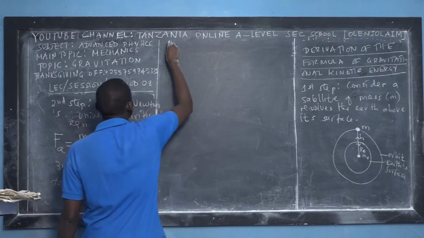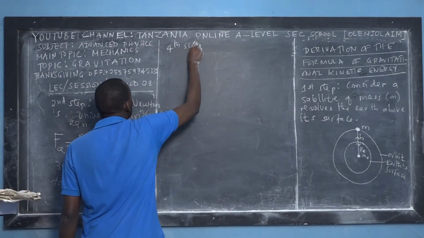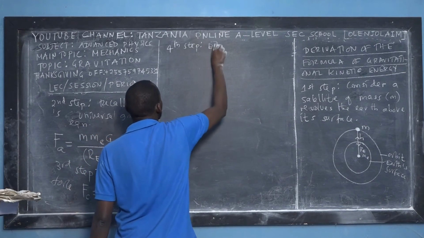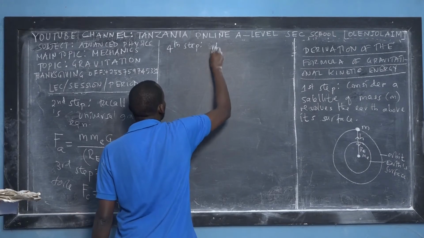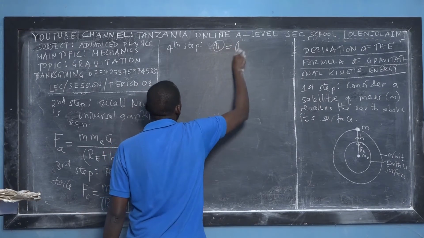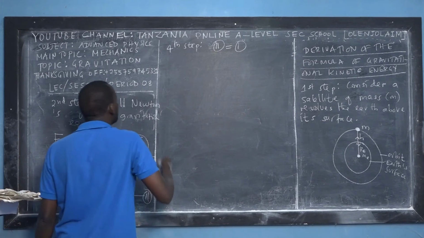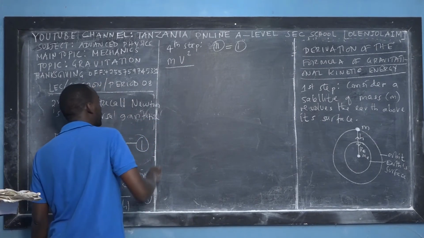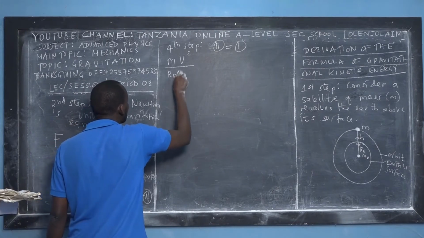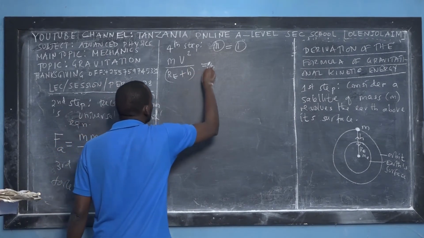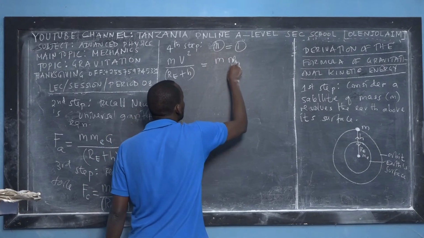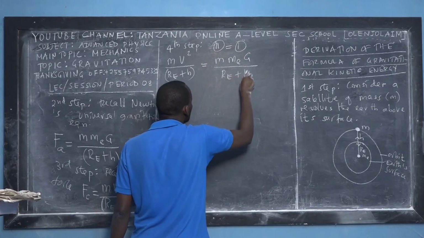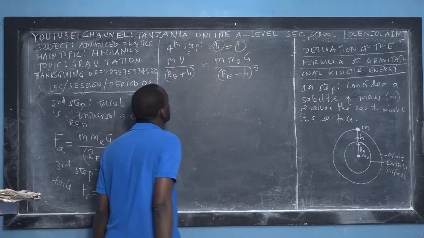So we go for the next step. The step is to equate equation 2 to equation 1. So if you equate, you have mass of the satellite, square of the velocity, over radius of the S plus height h. This is equal to mass of the satellite, mass of the S, gravitational constant, over the radius of the S plus the height h squared.